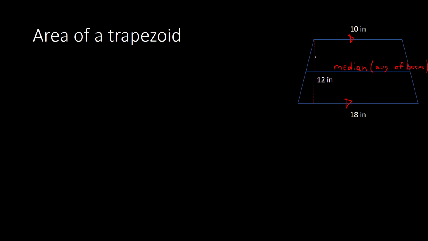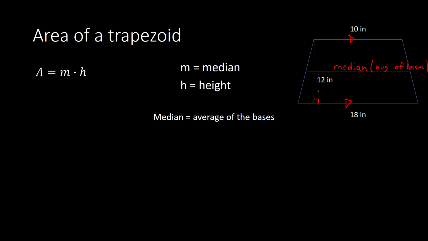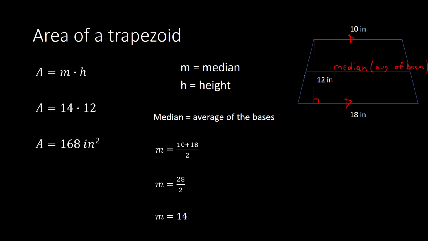and then multiply that by the height. This height is the perpendicular distance from the top and the bottom, from the two bases. So we take the median times the height, and we do that to find the area. So in this case, median we find by taking 10 plus 18 divided by 2. That's how you find the average of the bases. So we do that, and we find the median would be 28 over 2, which is 14. So the length of this median is 14 inches. Multiply that by the height of 12 inches, and that will give me the area. So the area would be 168 square inches.